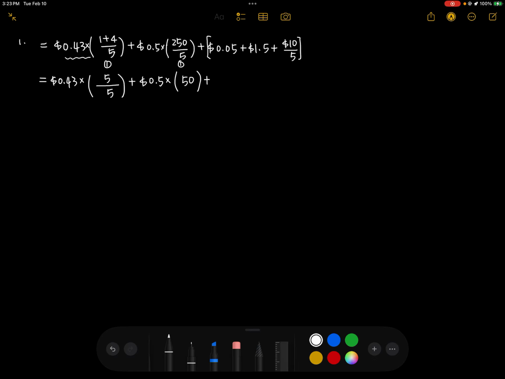Inside the bracket, we have a value and also a fraction number, right? So we need to calculate the fraction number first. So it's 0.05 plus 1.5 plus 10 divided by 5, it's 2. Okay. Now move on. So it's 0.43 times 5 divided by 5, it's 1. Okay. And then you can simply copy all of them.